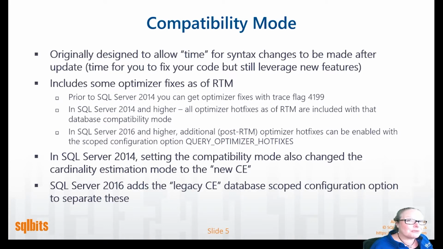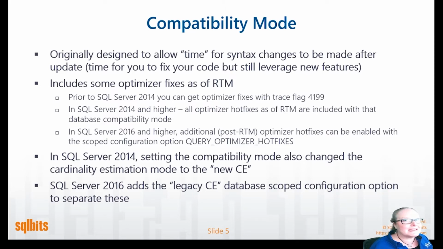So if that database has been around for a long time and you haven't done a lot of testing with the new CE yet, then at least you can set just the CE down to the older CE. And at least you can get the optimizer hotfixes up to RTM of the release that you're on, which is really cool. Okay, so I think my favorite thing, though, is that you have two CEs. I kind of hate the designation that legacy CE implies bad or old.